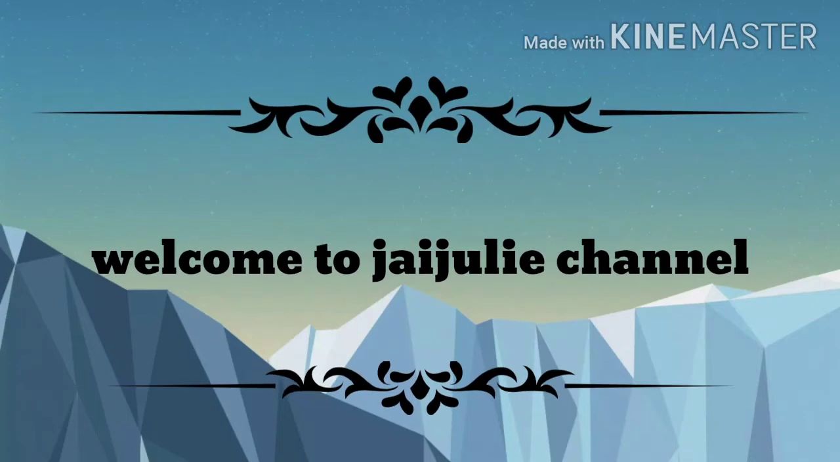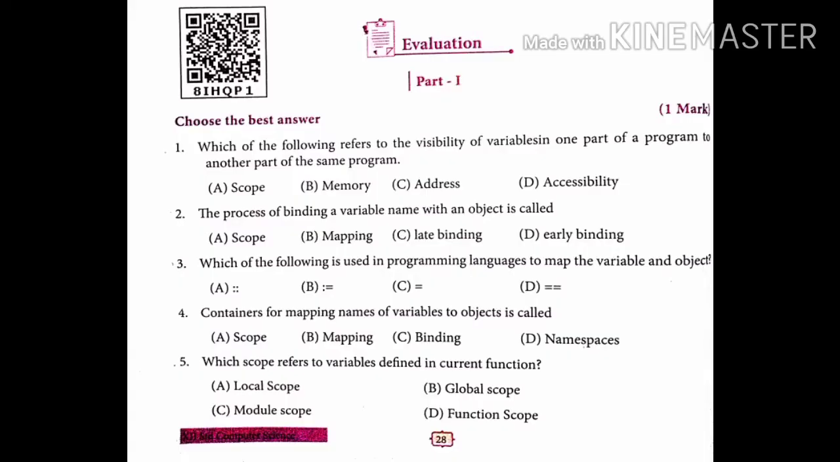Today we are going to see the answers for 12th Computer Science Unit 1 Chapter 3 Scoping. Now let's move on to the video. And now the first part. Choose the best answer. First question.